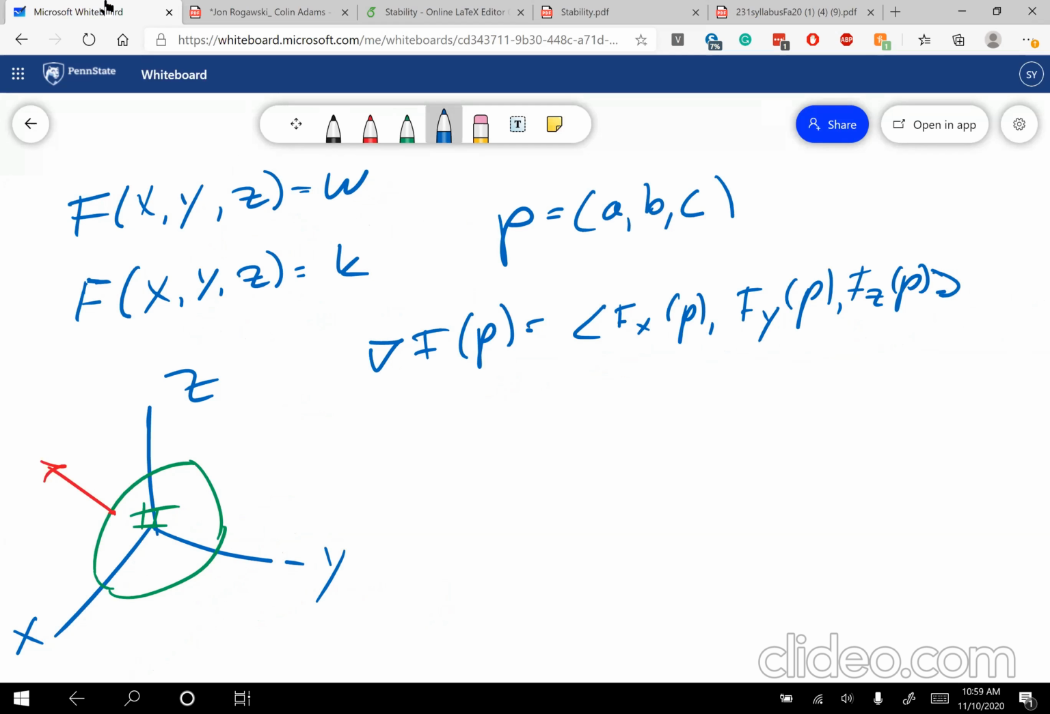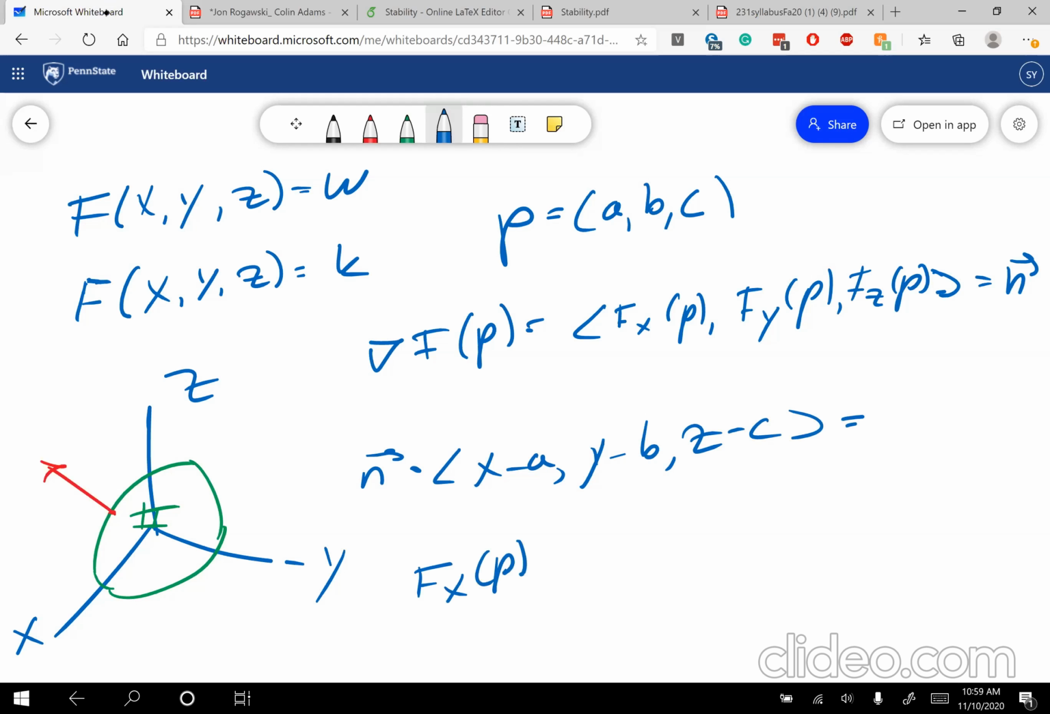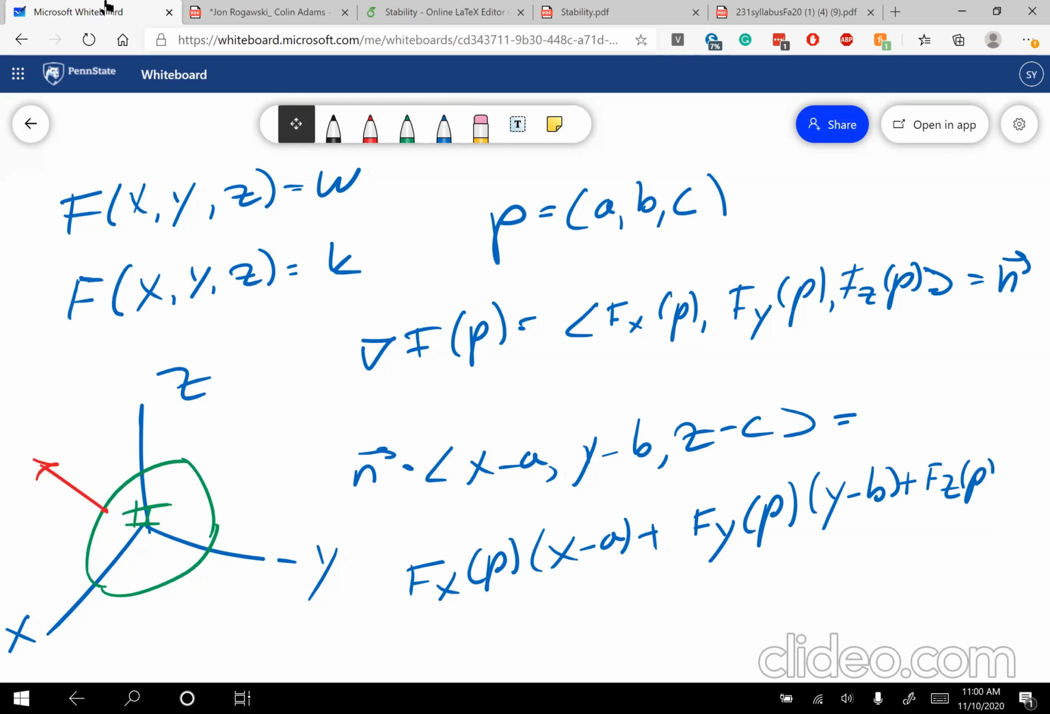And the tangent plane is going to be the normal vector dotted with (x minus A, y minus B, z minus C), which is going to be f with respect to x at P, times x minus A, plus f with respect to y at P, times y minus B, plus f with respect to z at P, times z minus C.